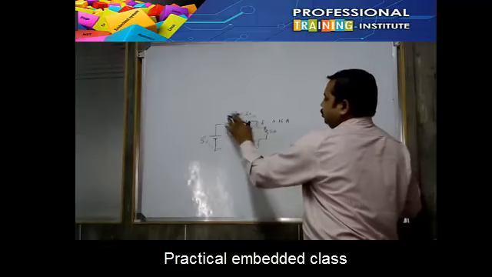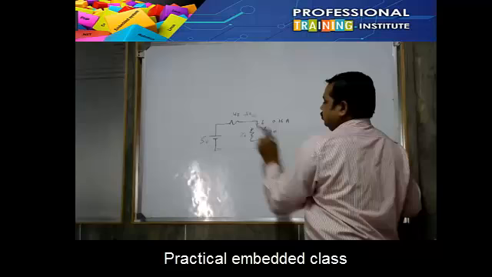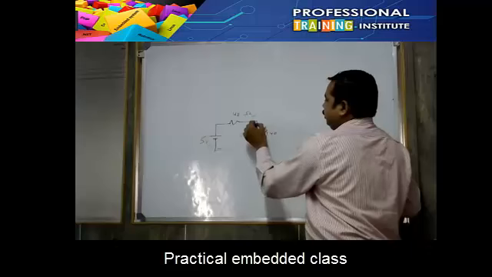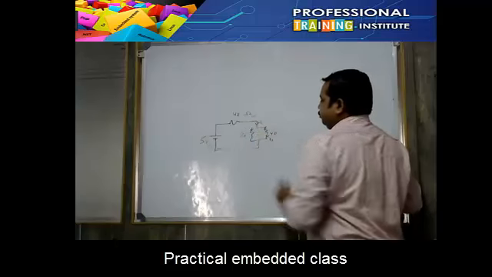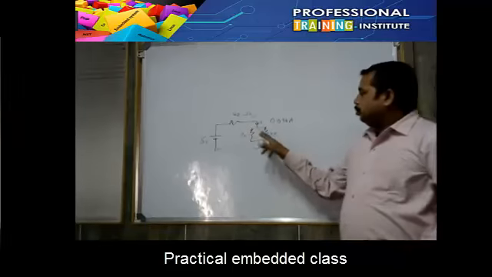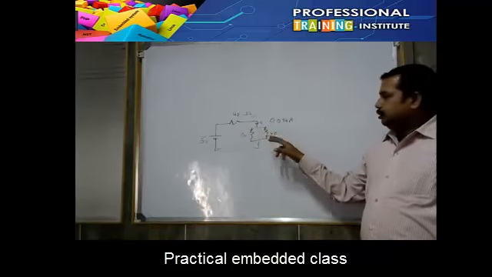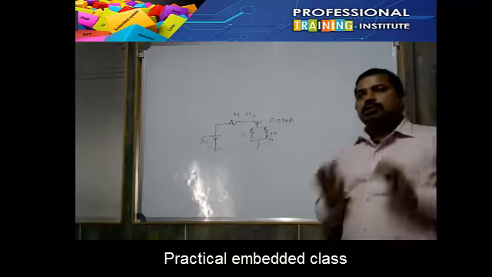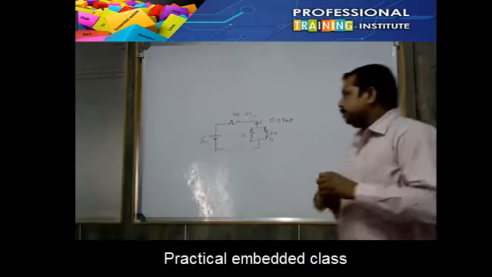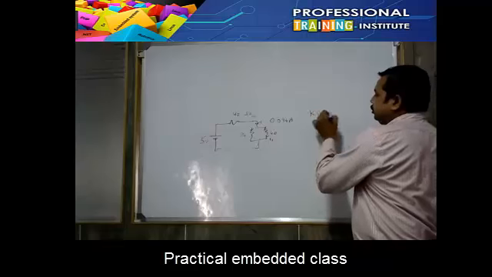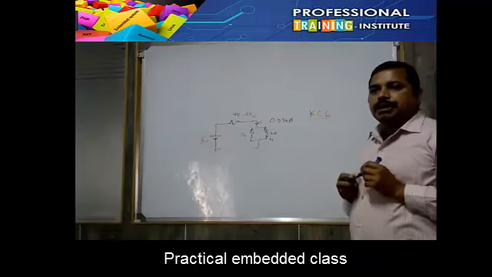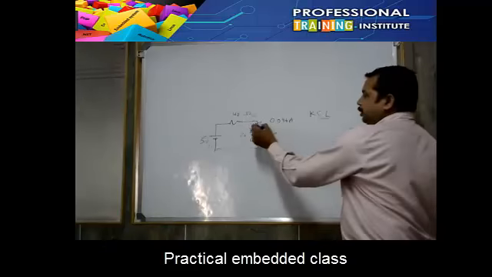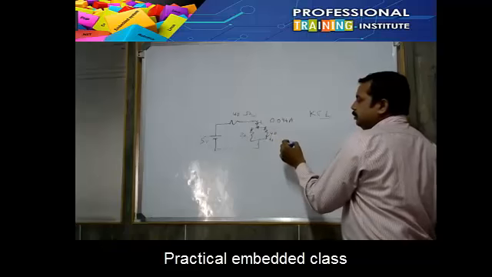Now another question. Calculate I and I1. So we have to divide the current here. We have some current flowing and we have to divide it into branches. So how to divide it into branches? There is a method called KCL, Kirchhoff's Current Law. What does Kirchhoff's Current Law say? Incoming current and outgoing current will be equal. So at this point, what is the incoming current?